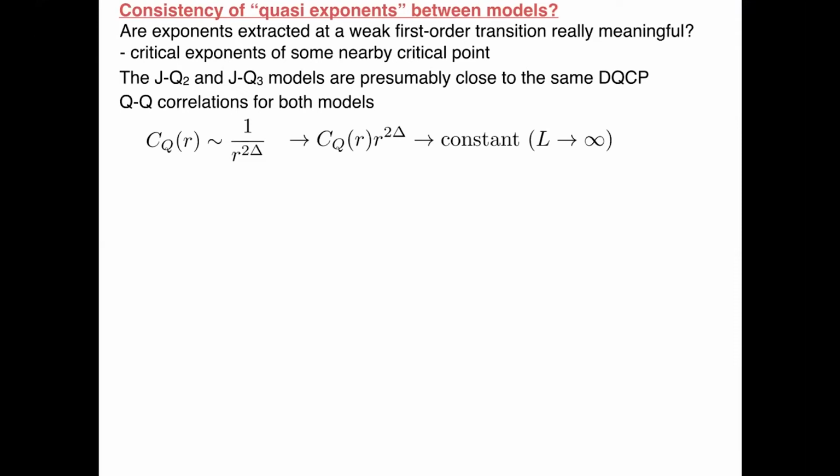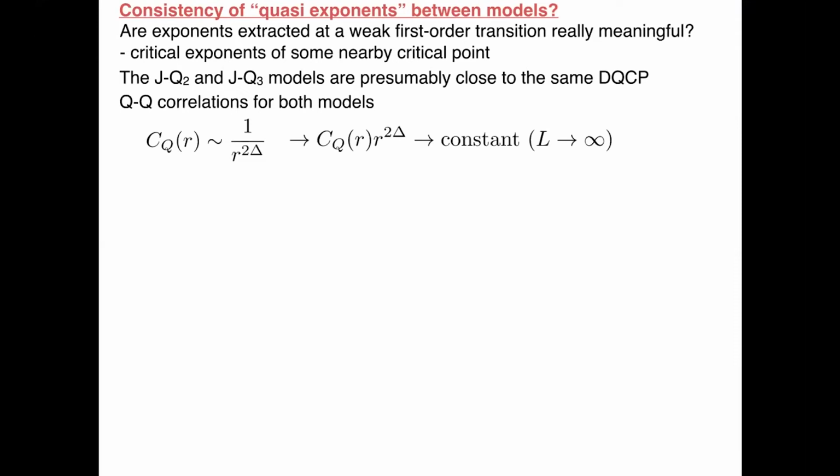And presumably they are close to the same DQCP. So then we can check if we get the same exponents or not. And now I will look at the same thing as I did before, this QQ correlation function, which gives us this scaling dimension that I talked about before. So now I will plot it in a slightly different way.